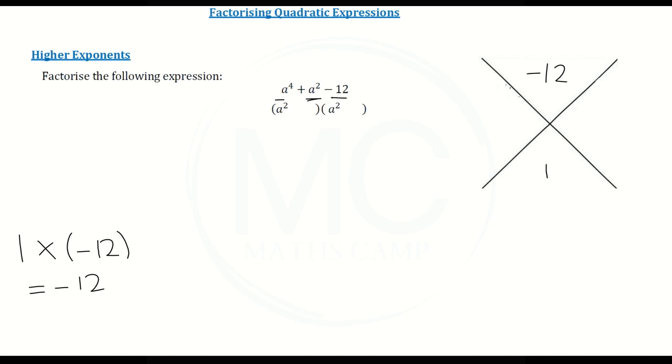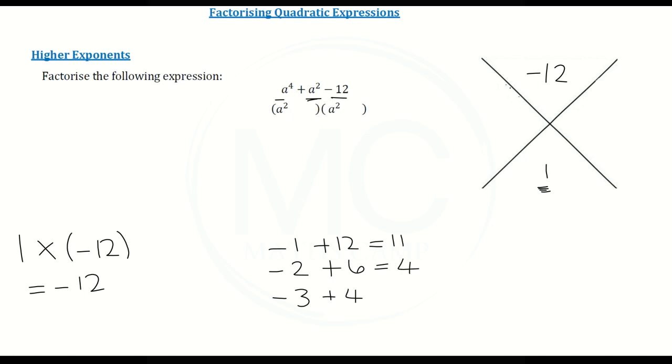Now we need to find factors of negative 12 that when added together give us positive 1. 12 is negative, so one factor will be negative as well. 1 is positive, which means the smaller factor will be negative. Let's look at the factors of negative 12. Negative 12 divided by negative 1 gives us positive 12. Negative 1 plus 12 gives us 11. Negative 12 divided by negative 2 gives us positive 6. Negative 2 plus 6 gives us positive 4. Negative 12 divided by negative 3 gives us positive 4.